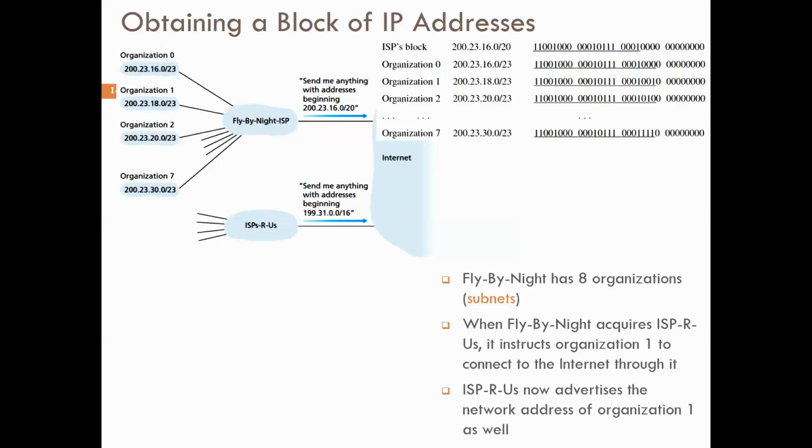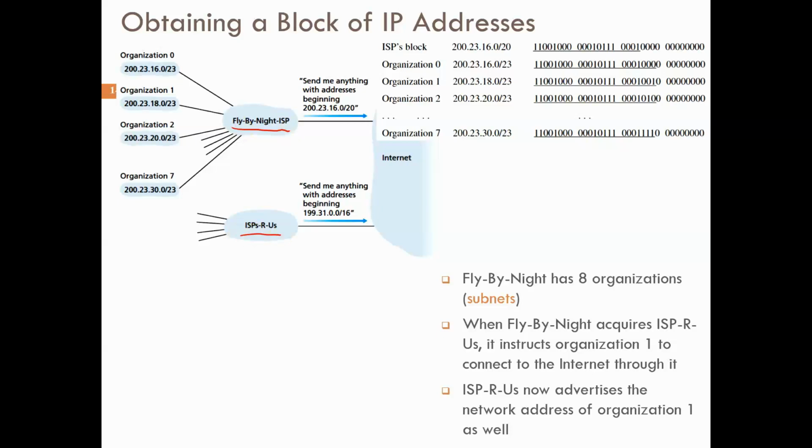If you are sitting at home and your Wi-Fi router or your ISP assigns you an IP address, how does the remaining part of the world know that you are reachable via this ISP and this Wi-Fi router? This is done through something called announcements. Every ISP will announce the IP address block that it owns. For example, here you have two ISPs. You have Fly By Night and you have ISPs R Us. Each one owns a block of IP addresses that it assigns to its hosts.